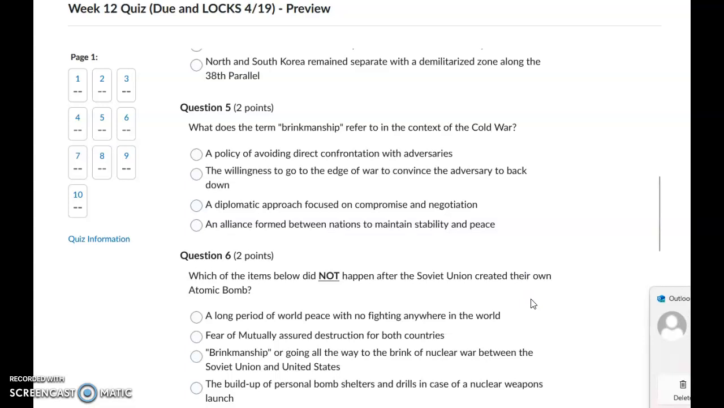Question 6. Which of the following did not happen after the Soviet Union created their own atomic bomb? A long period of world peace with no fighting anywhere in the world. Fear of mutually assured destruction for both countries. Brinkmanship, or going all the way to the brink of nuclear war between the Soviet Union and the United States. The buildup of personal bomb shelters and drills in case of a nuclear weapons launch.